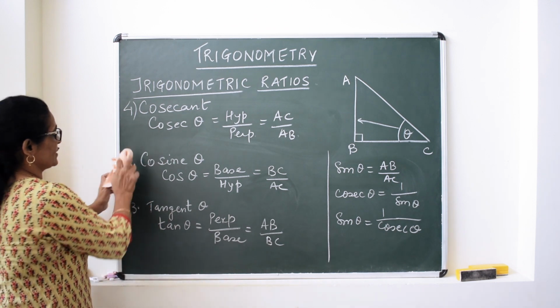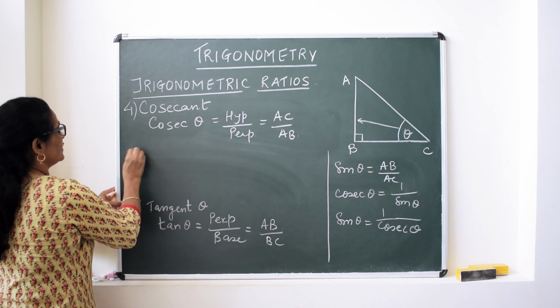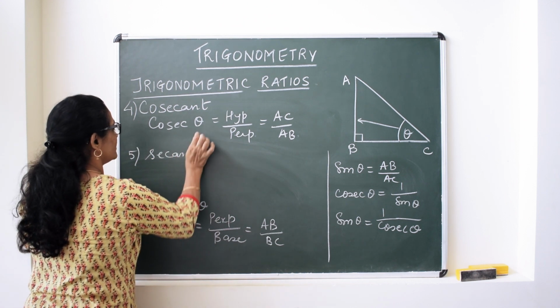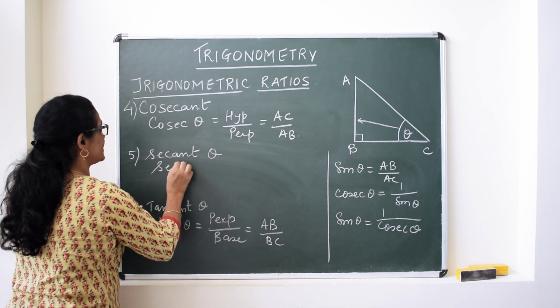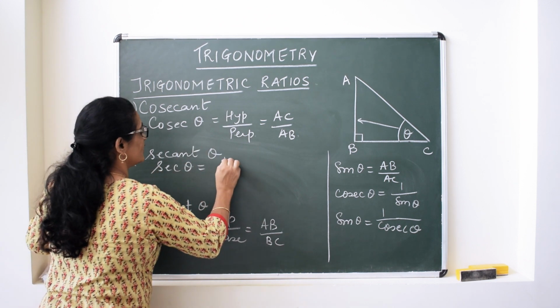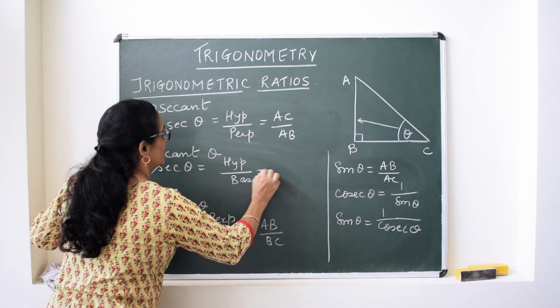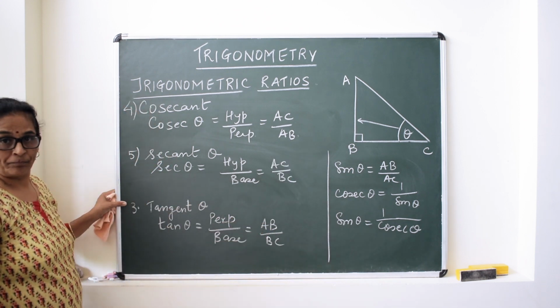Now the fifth is secant. Secant short form is sec theta, and that is hypotenuse upon base. So that will be AC upon BC.